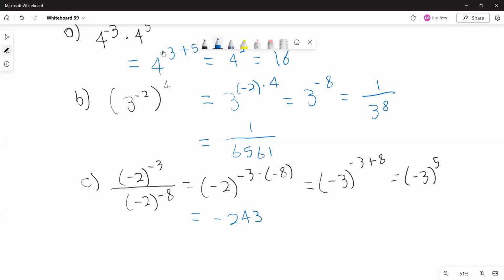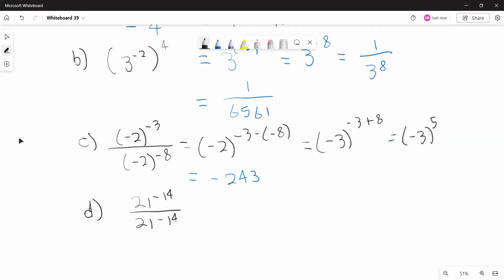And part D. That's the 0 power. And you know that a number divided by itself is 1. But let's suppose you still want to use the quotient rule. This is 21 to the negative 14 minus negative 14. But negative 14 minus negative 14 is 0. And any non-zero number to the 0 power is 1.